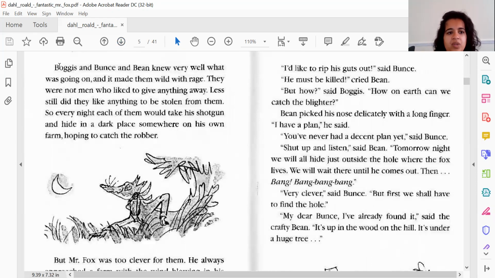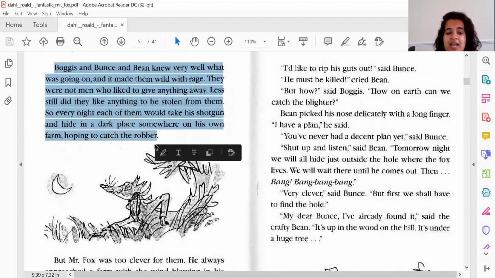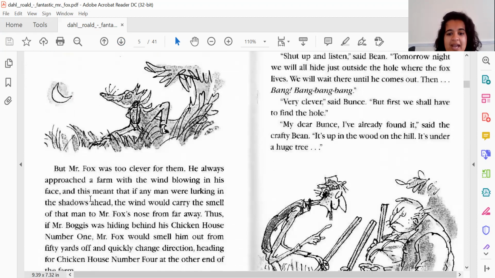A few more. Bogus and Bunsen Bean knew very well what was going on, and it made them wild with rage. That means it made them very angry. They were not men who liked to give anything away. Less still did they like anything to be stolen from them. So every night, each of them would take his shotgun and hide in a dark place somewhere on his own farm, hoping to catch the robber. So they were hoping to catch Mr. Fox, and you can see them over here with their shotguns.